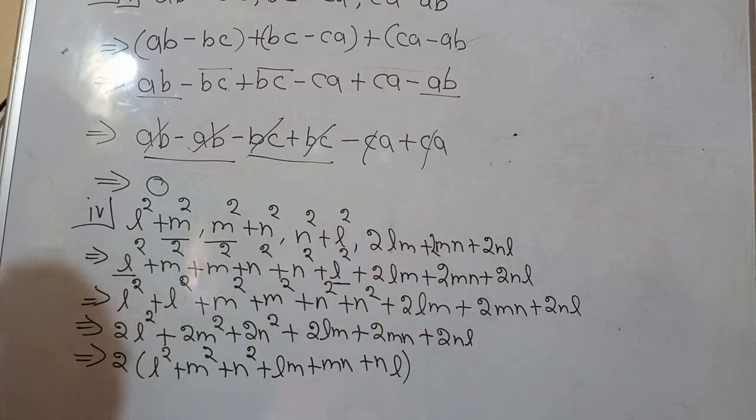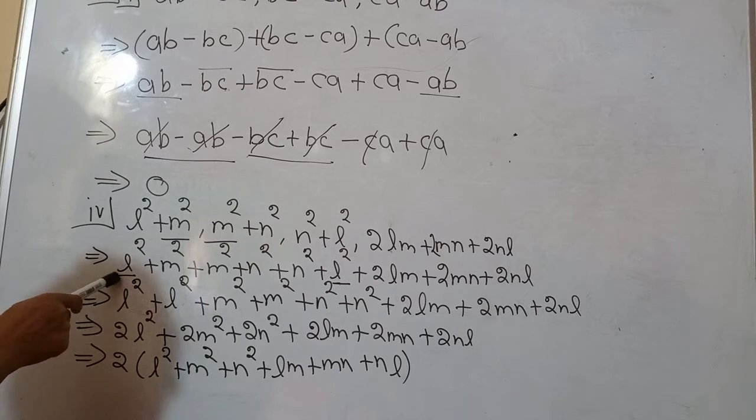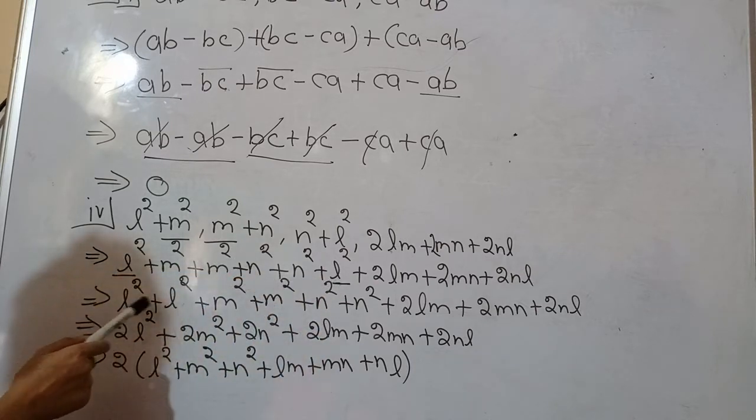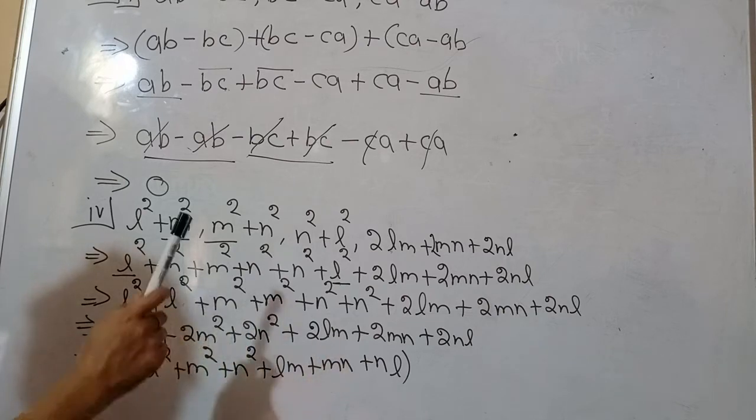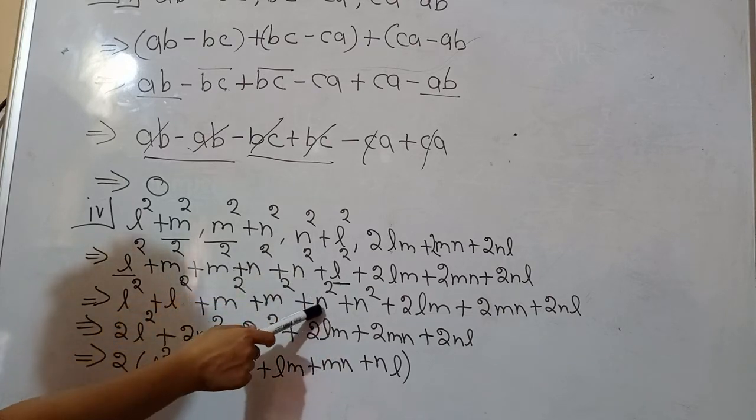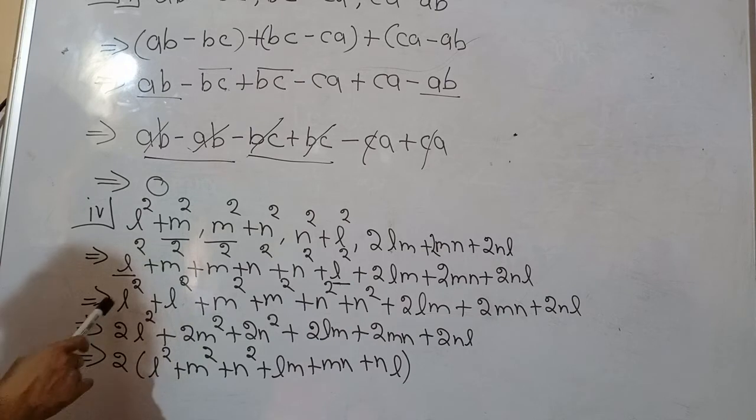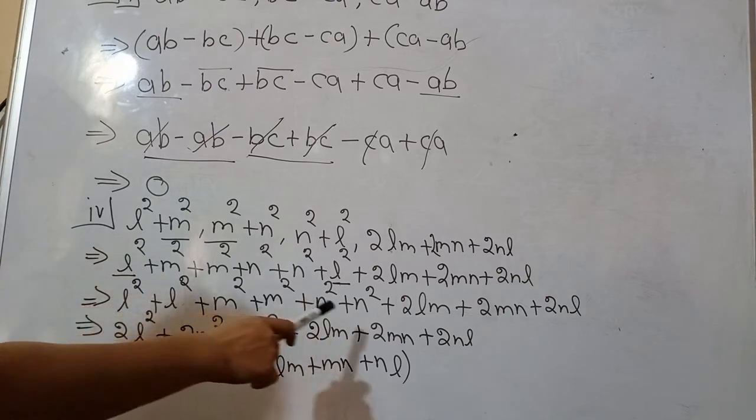After writing it in sequence, you have to find out like terms. So what are the like terms? l square and l square, these two are like terms. m square and m square, these two are like terms. The third one is n square and n square, these two are like terms. So what is our next process? That we have to write all the like terms together. So I have written all the like terms together.